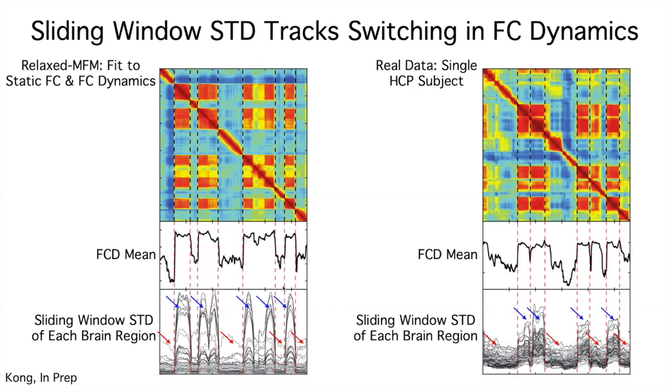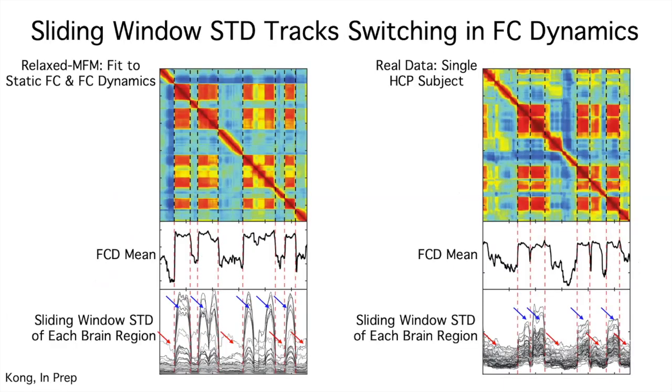Based on, let me think, which one's the simulated? Based on the simulated and real data, it seems that the period of high coherence corresponds to big fluctuation in the signal. The period of low coherence corresponds to low fluctuation in the signal.